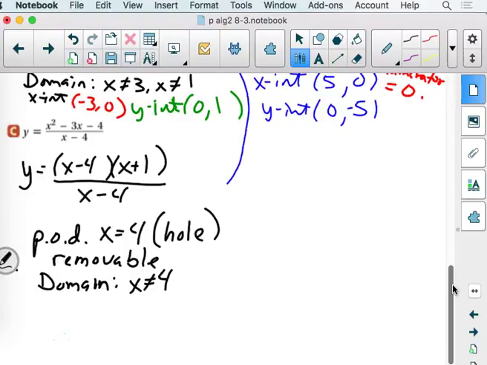Not four. Remember, whatever we have as a point of discontinuity cannot be used because it'll make our denominator zero and you can't divide by zero.